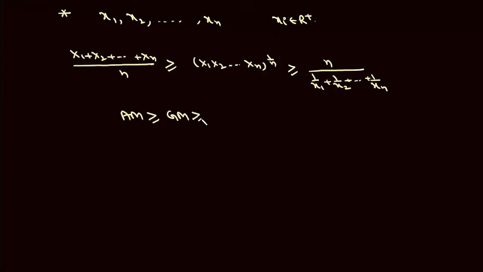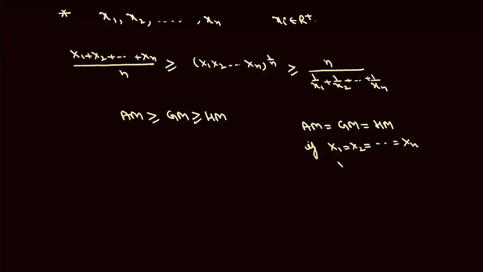geometric mean and always greater than or equal to harmonic mean, and we get this equality. So AM will be equal to GM and equal to HM if all the numbers are equal, if x1 = x2 = ... = xn. If at least one of them is different, then we get strict inequality. But in general, we'll write this as AM is always greater than or equal to GM and always greater than or equal to HM.